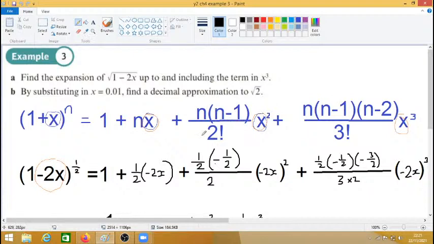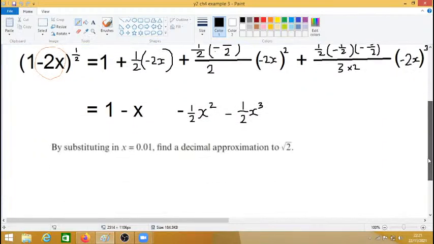So by now you should be comfortable using the formula, and we did use the formula last time. Here the x gets substituted for whatever is at the end of the bracket, so in this case, minus 2x. The square root gets rewritten as the power half, and then it's just a case of putting it into the formula and simplifying, which we did up to here. So now we're ready, and the question says substitute in x equals 0.01.